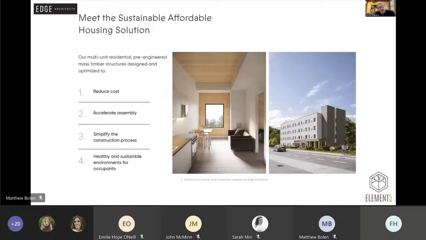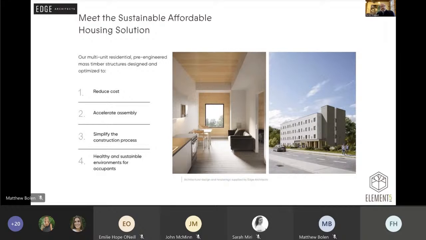Because the mass timber industry is offering lower cost buildings, faster to construct, and creating these healthier environments, we felt that maybe the mass timber industry has a possible solution to the affordable housing crisis. And in almost every major city in North America, they're all struggling with affordable housing issues.